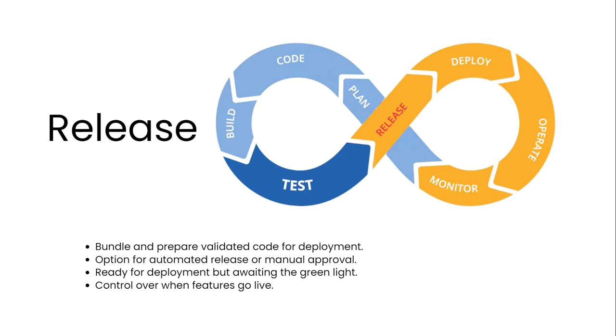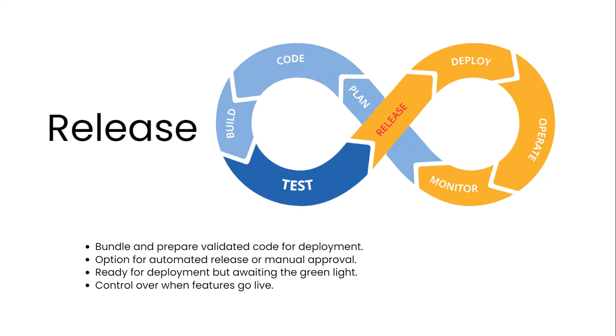In some setups, this release happens as soon as the code passes the tests. This is more common in continuous deployment. In other cases, you might opt for continuous delivery, where the code is ready to be deployed but requires someone to manually approve the release. This gives more control over when features go live, especially in scenarios where releases are tied to business events, marketing pushes, or specific user needs.